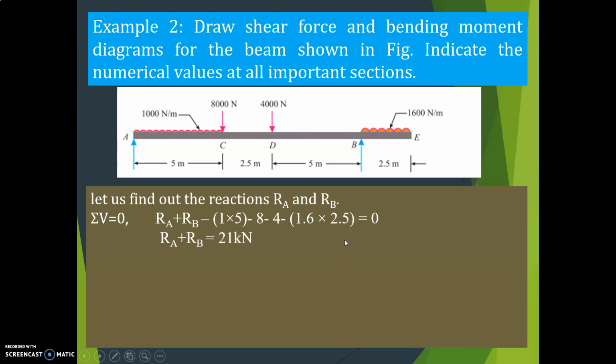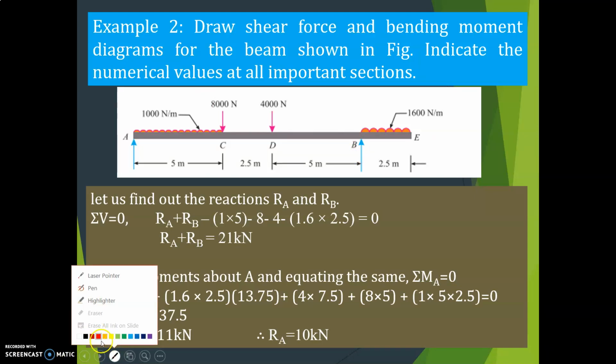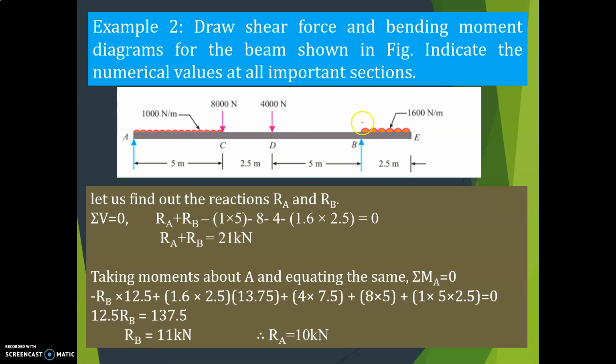Then take moment about A or B and find any one of the reactions, RA or RB. Okay, I'll consider moment about A. So how can you write the equation? The load is there, here reaction, so this is acting in the anti-clockwise direction. It is moving like this, so anti-clockwise direction, anti-clockwise is minus.